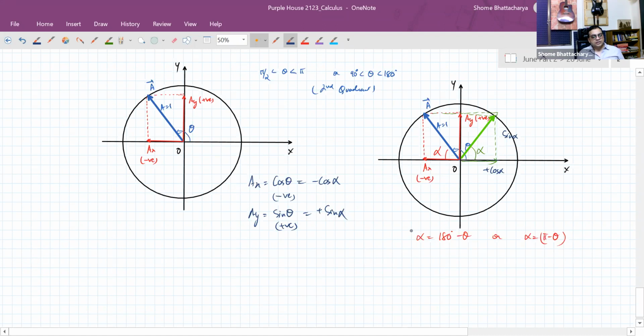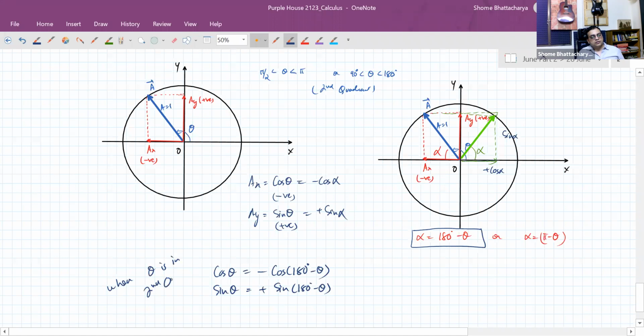Okay, so now using this relation that alpha is 180 minus theta, we can see we have the relation that cos theta is minus of cos of 180 minus theta, whereas sine theta is positive of sine of 180 minus theta, when theta is in the second quadrant. So an example of the application of this is that cos of 150 degrees is the same thing as minus cos 30, which is minus root 3 by 2.